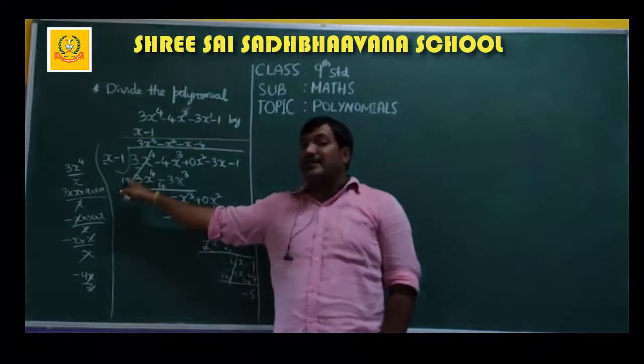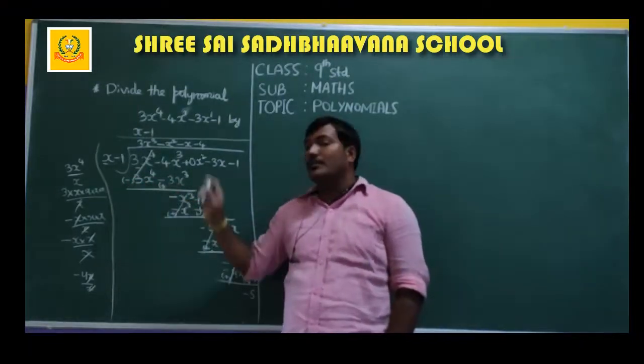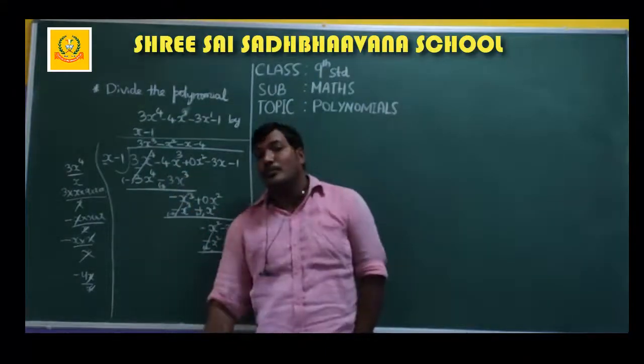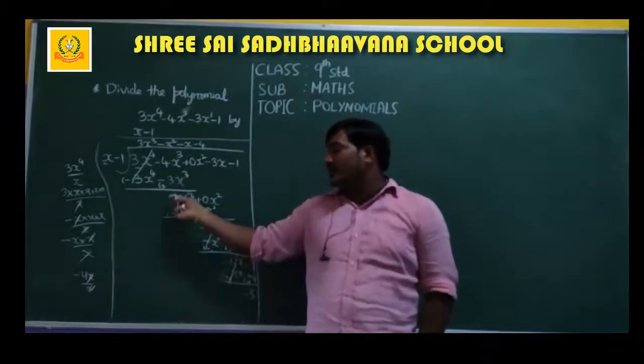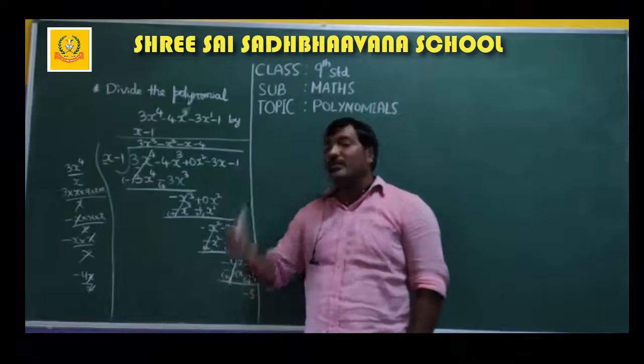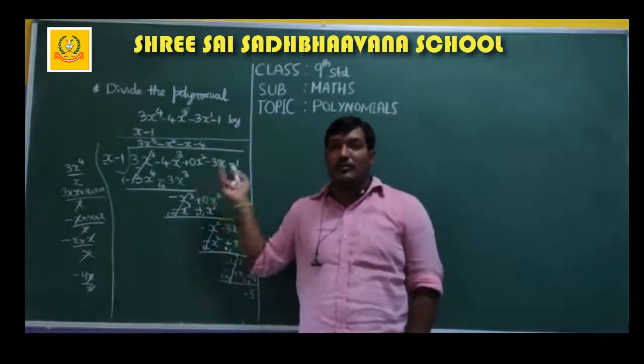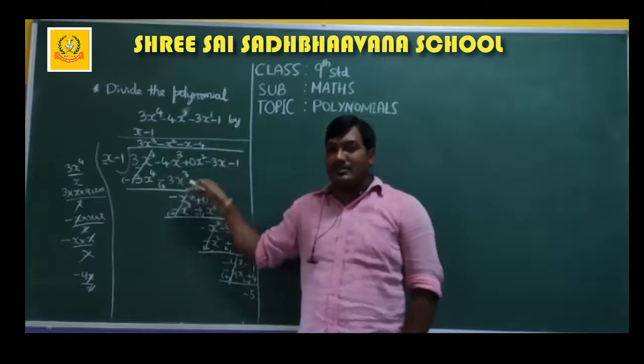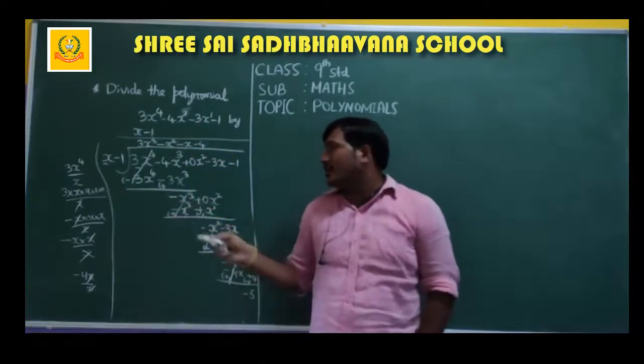Subtract. Subtraction means signs will change. Plus will become minus, minus will become plus. So subtract it. Minus 4 plus 3, which is minus 1. So minus x cube, and I just took 0x square down. Just like how you do division. In division we just take one digit down to divide, right? Similarly, I took 0x square.